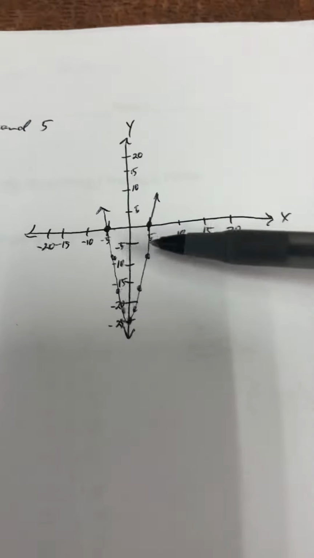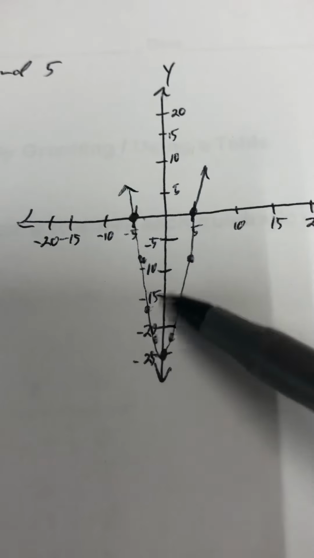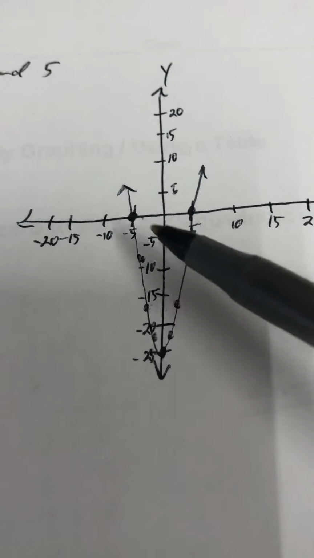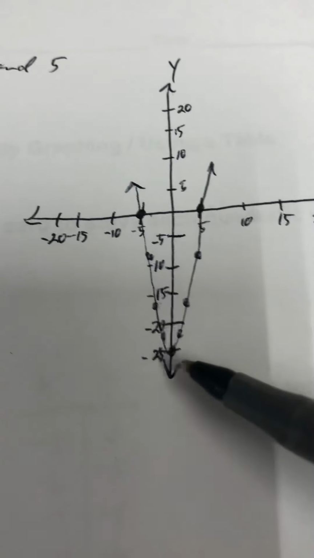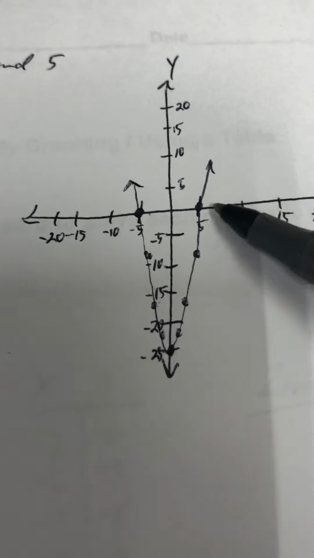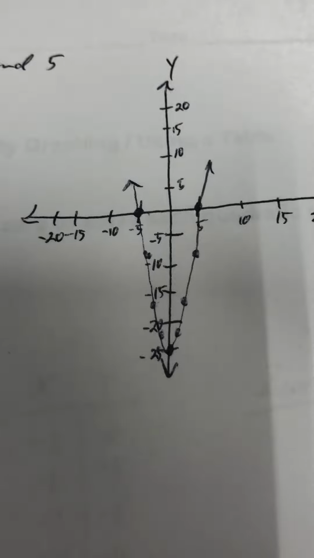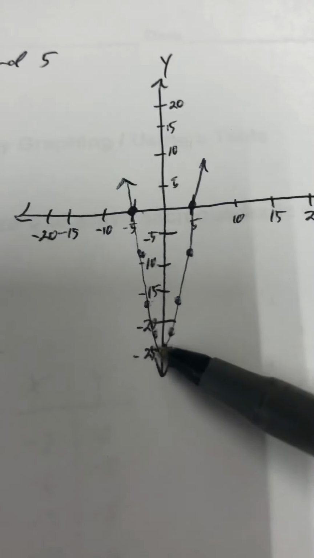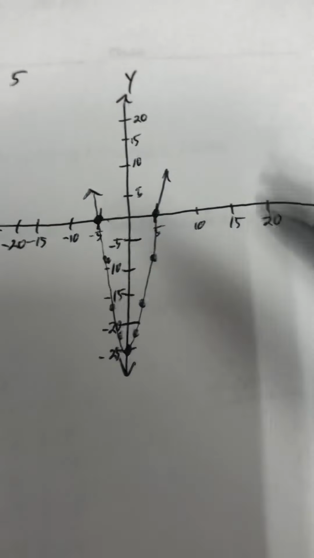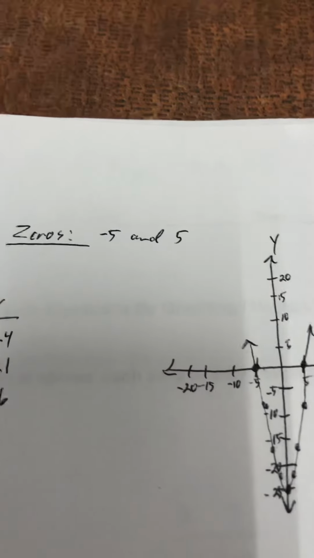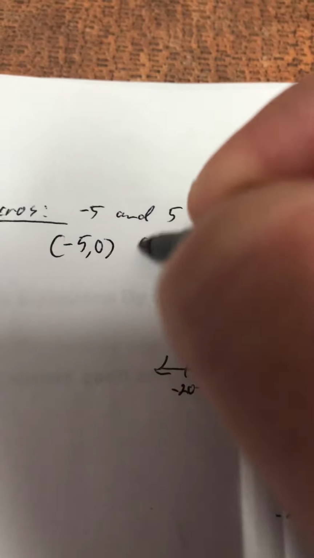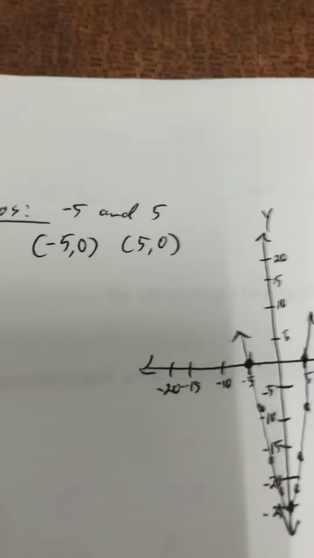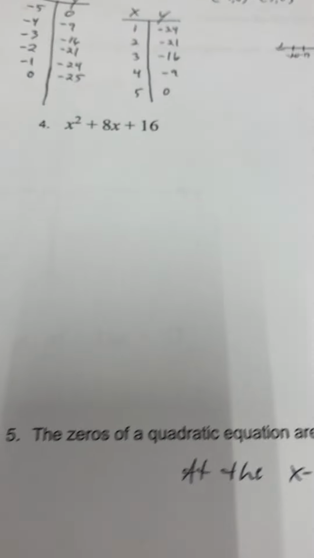I use those coordinates to make this, and I did mine by 5 because it's such a big graph. I did it by 5, and you could see my negatives here and how deep this goes, all the way down to -25, my y-intercept. But your x-intercepts are those zeros, so -5 and 5. Also, if I want to name the coordinates, (-5, 0) and (5, 0). Try 4 on your own using Desmos or your graphing calculator.